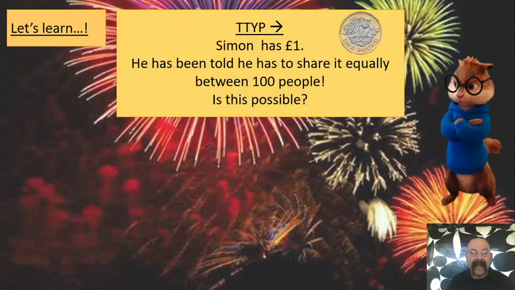Simon here, he has £1. Now he's been told he has to share it equally between 100 people. Is this possible? Have a little think. If there's someone there with you, you can discuss that with them. Is it possible to share it equally between 100 people?